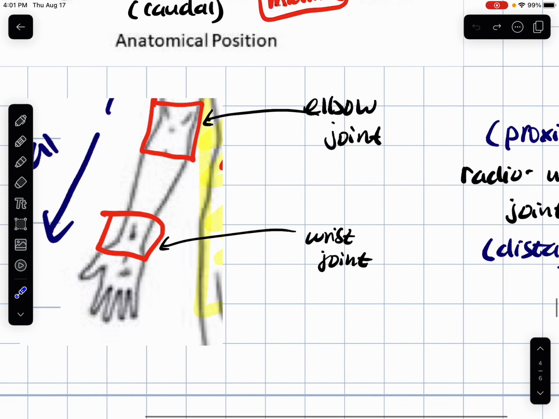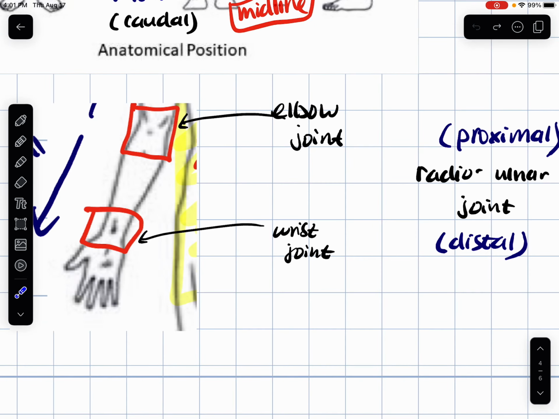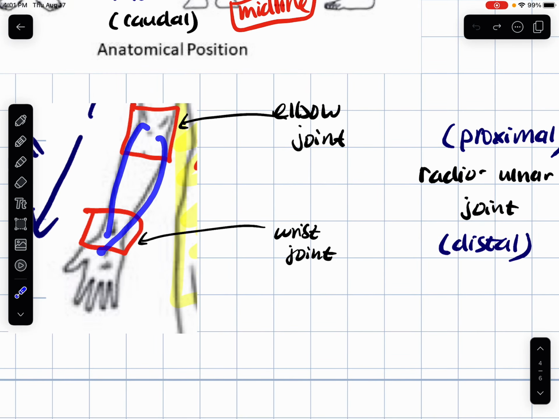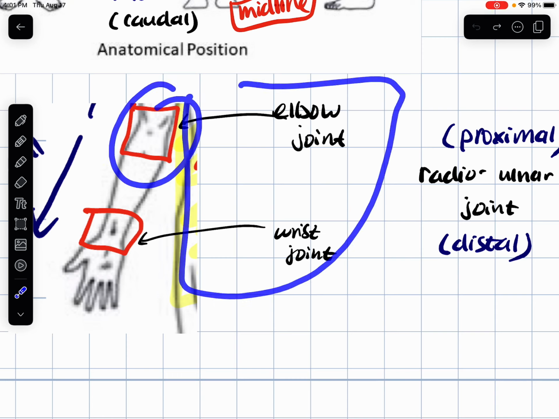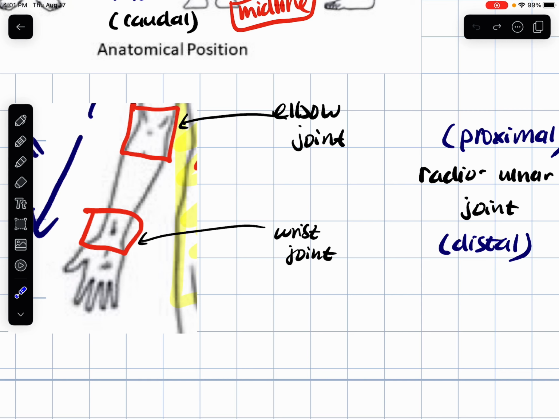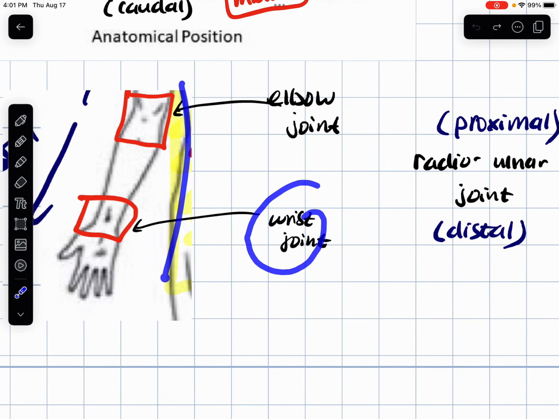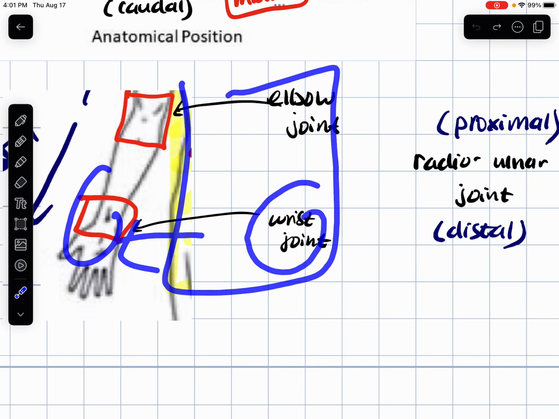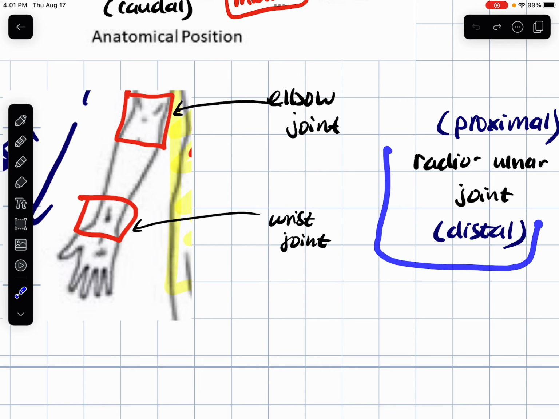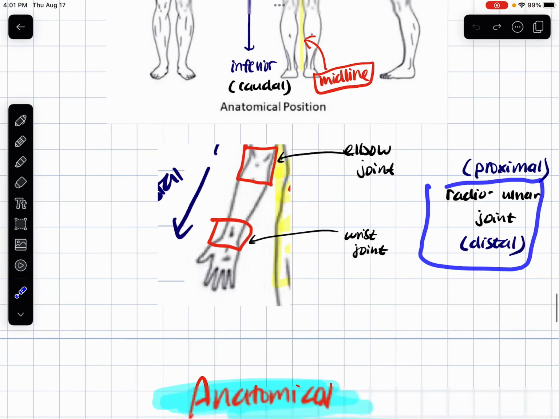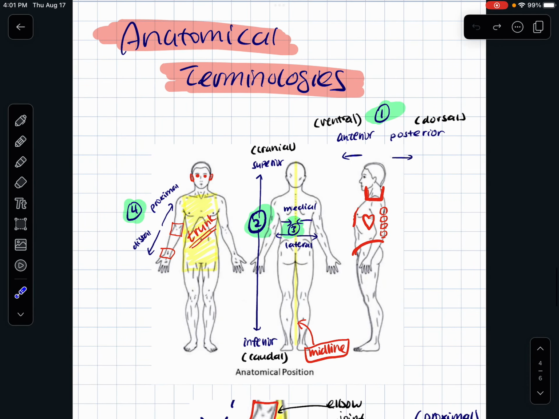So fun fact, the elbow joint and the wrist joint are also known as the radial ulnar joint, because this is the radius and this will be the ulnar. And the only difference between these two joints is the location, proximal and distal. So the elbow joint is actually closer to the main trunk of the body. That's why it's known as the proximal radial ulnar joint. Whereas the wrist joint is actually further away from the trunk of the body, and that's why it's known as the distal radial ulnar joint. So that covers the anatomical terminologies.